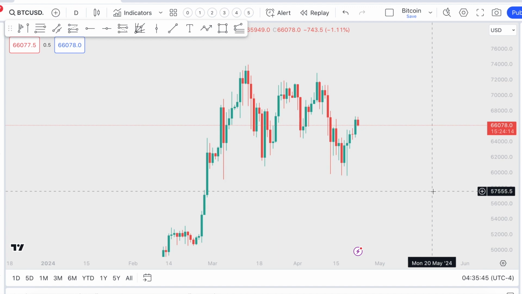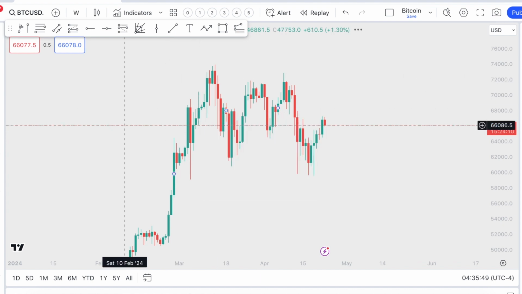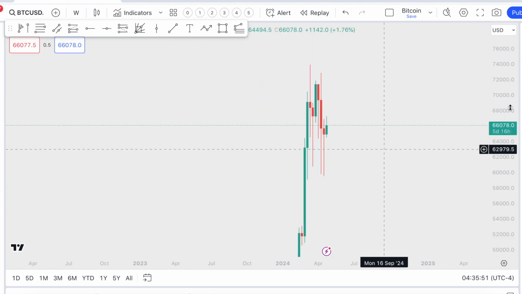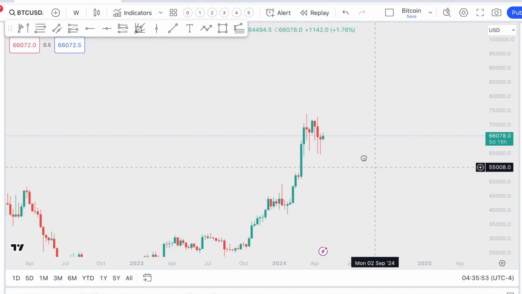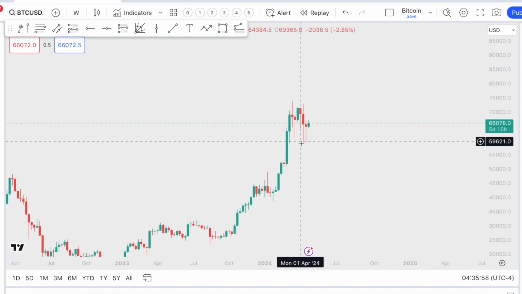Alright, let's see what we have here. Bitcoin chart, this is the daily, this is what it looks like. Let's actually start from the weekly. Think about how many people were getting overly bullish at 72,000 and at the same time also overly bearish when we were at 60,000 or 59,000.